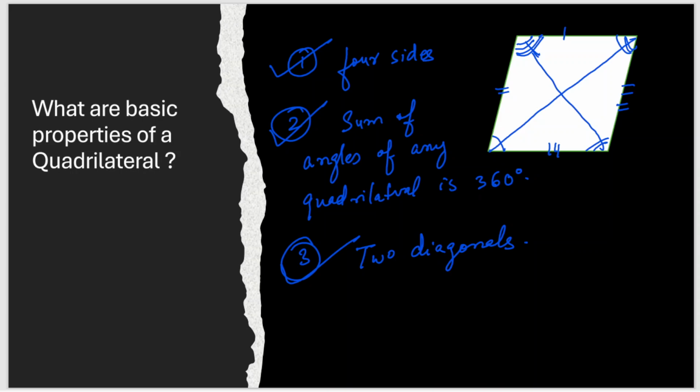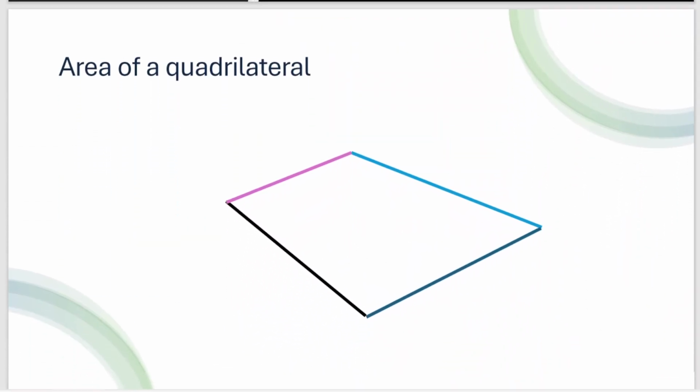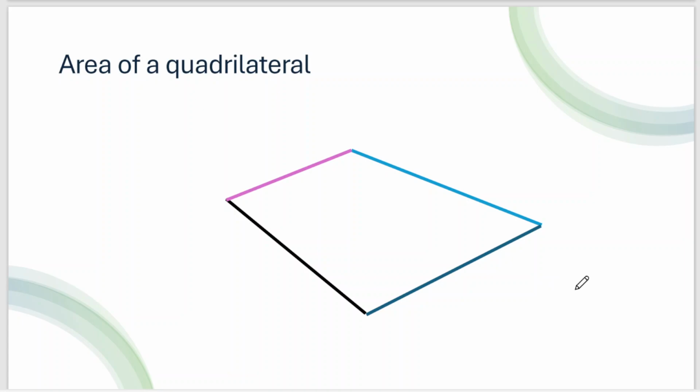Now, if you are asked to find the area of any quadrilateral, how are you going to do that? For that, we are going to derive a formula. Suppose I have a quadrilateral ABCD.